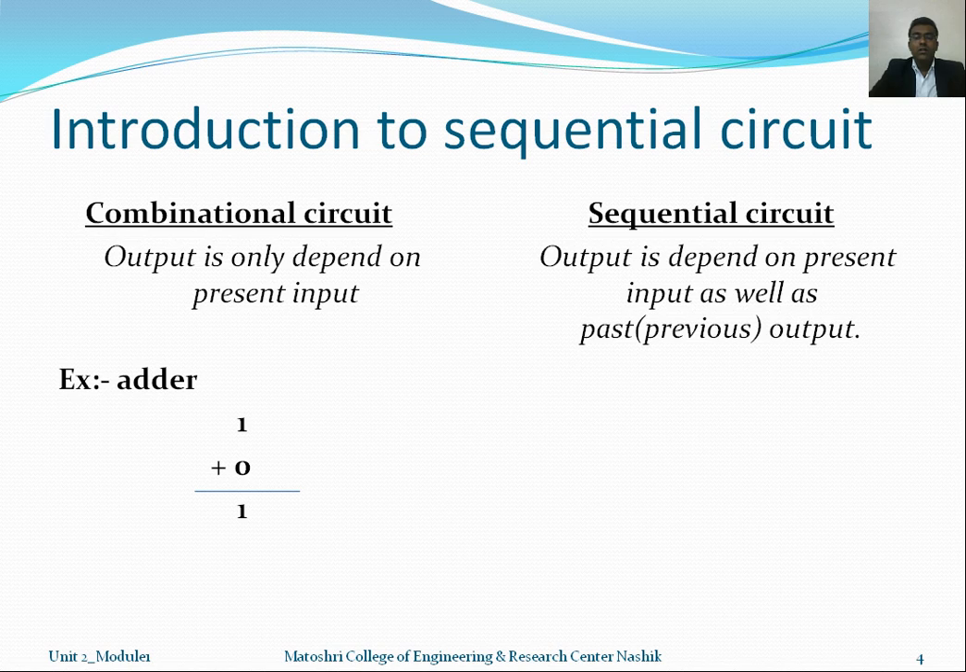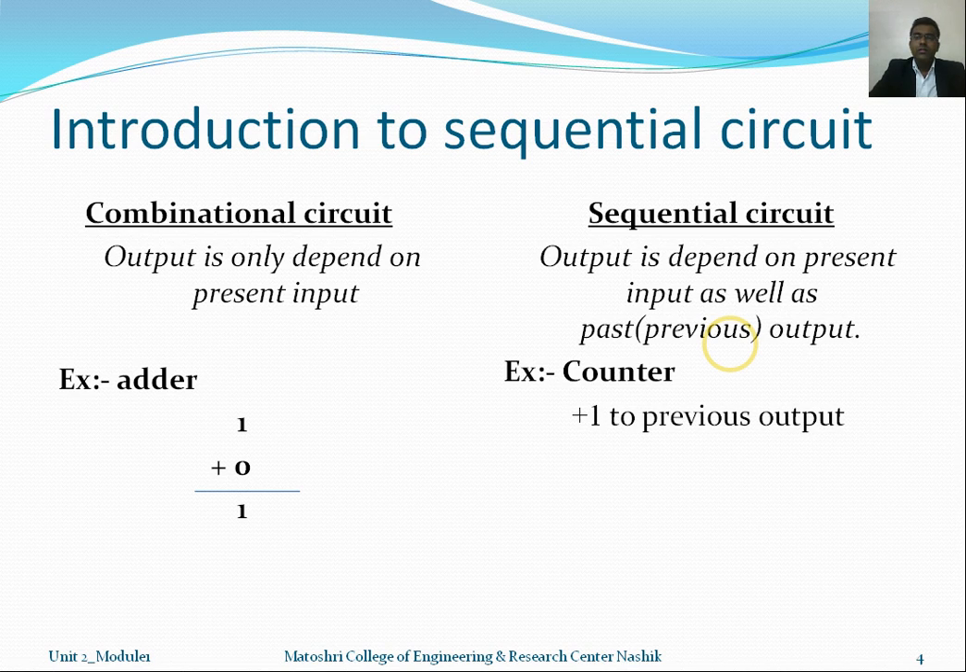That means the output is generated not only from the present input but also from the past or previous output, which is stored in the memory. So another difference between combinational and sequential circuits is that the combinational circuit does not have a memory, but the sequential circuit requires a memory in order to store the past or previous output. For example, a sequential circuit: a counter.